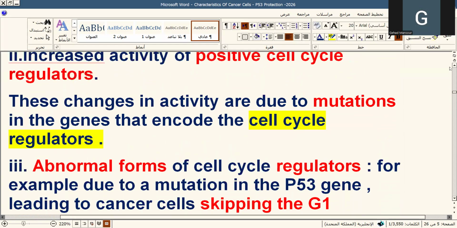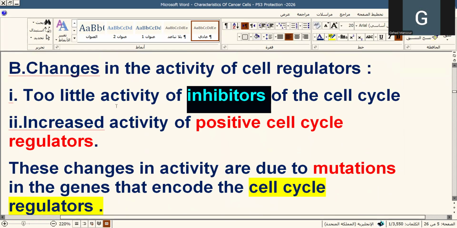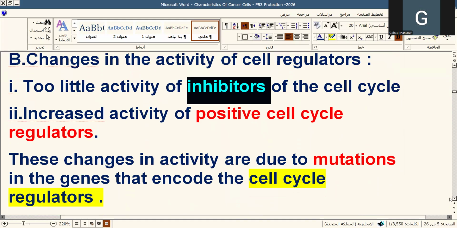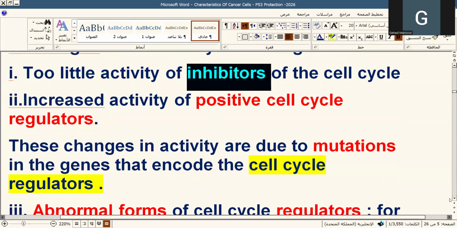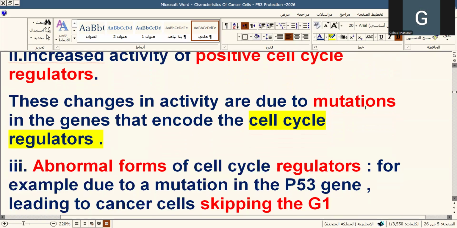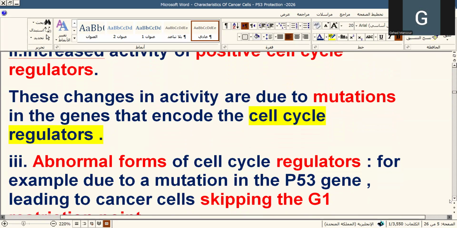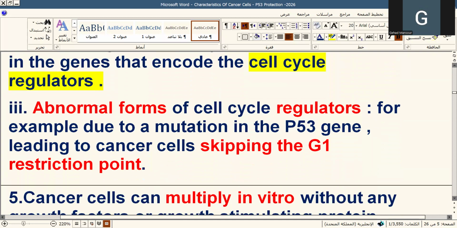Those two abnormalities, those are not normal conditions. When you have too little activity of the inhibitors or you have too much activity of the positive cell regulators, this is not a normal condition. And since it is not a normal condition that the inhibitor is inhibited or that the positive activator is activated, this means that these abnormal conditions result from mutations, as we have just said, in the genes that code for the cell cycle regulators. So we might have abnormal forms of the cell cycle regulator.